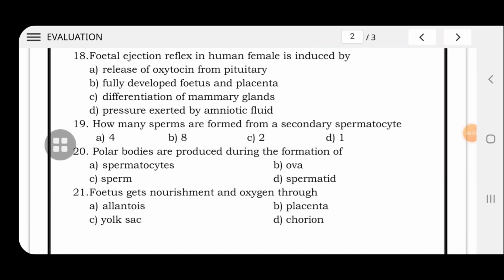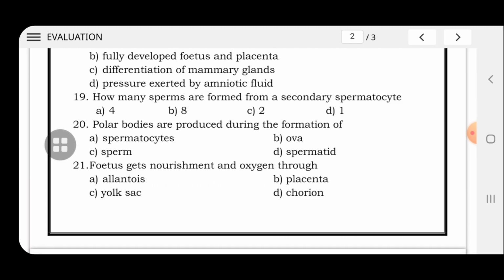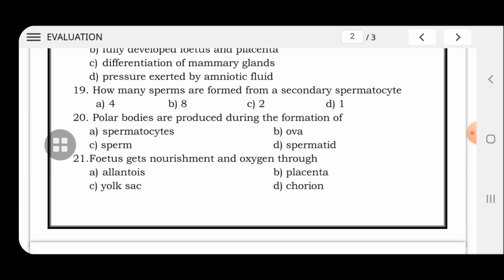Which are produced during the formation of... There are four options given: spermatocyte, sperm, ova, and spermatid. Spermatocyte, sperm, and spermatid, these three are under the spermatogenesis process. The remaining one is ova. Yes, ova is the correct answer. During oogenesis, as a result of the first meiotic division, it produces two unequal cells. One cell has more cytoplasm, another has less cytoplasm. The cell with less cytoplasm is called the polar body.